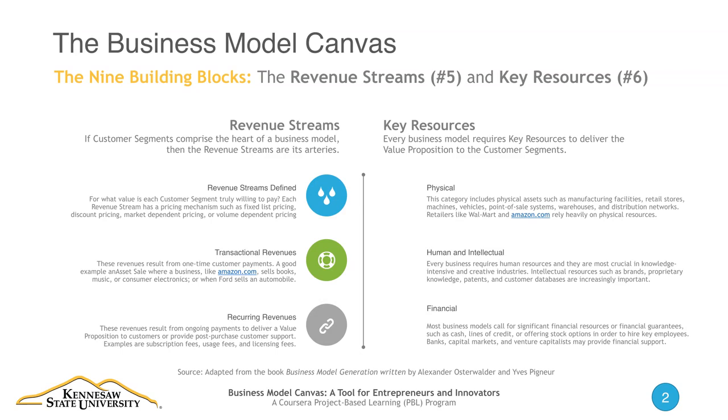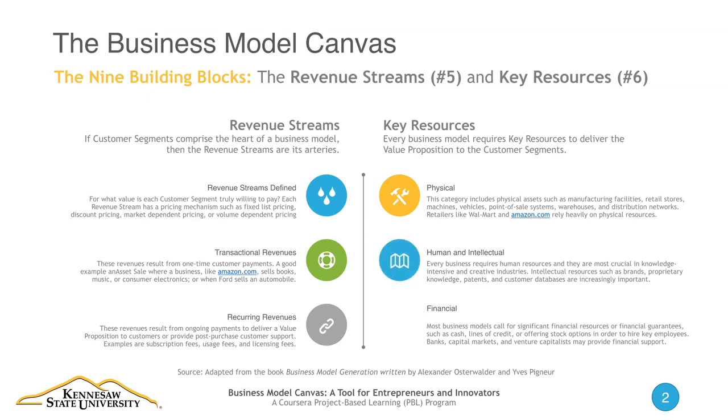Next, we need to determine the key resources that are needed to create and deliver our value propositions. The main types include physical resources. This category includes physical assets like machinery, plants, warehouses, vehicles, or point-of-sale systems, to name just a few.